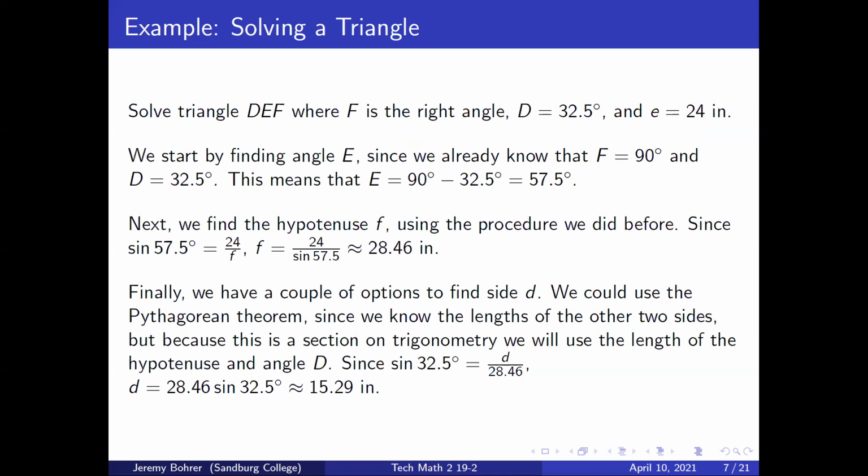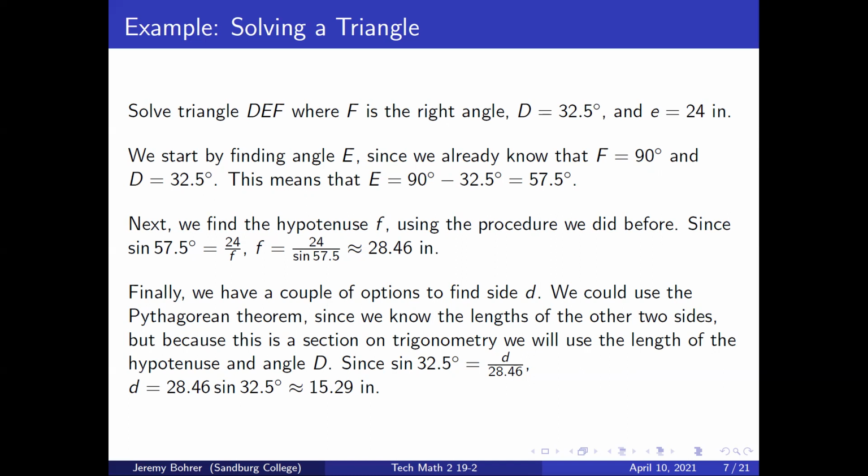Solve triangle DEF, where F is the right angle, D equals 32.5 degrees, and e is 24 inches. We start by finding angle E since we already know that F is 90 degrees and D is 32.5 degrees. This means that E is 90 degrees minus 32.5 degrees, or 57.5 degrees. Next, we find the hypotenuse f using the procedure we did before. Since sine of 57.5 degrees equals 24 over f, f equals 24 over sine 57.5, which is about 28.46 inches.